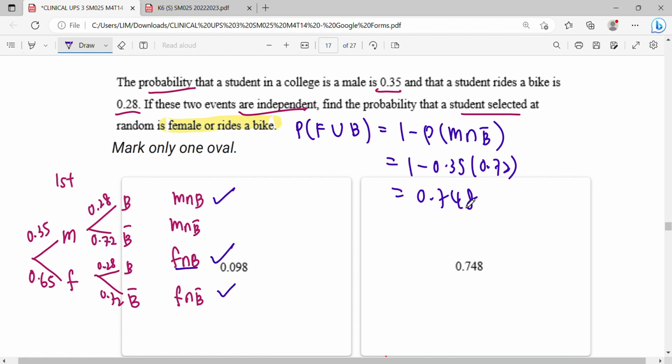Okay, so female or bike means it can be the female situation, it can be the bike situation. So this is the female situation, this is the bike situation. So both situations are possible, female or bike. So what we take here is N, female and bike. The 3 diagram regions are N, F and B, F and not B.